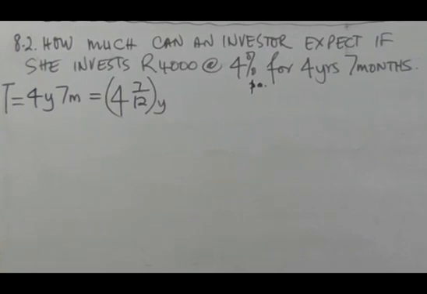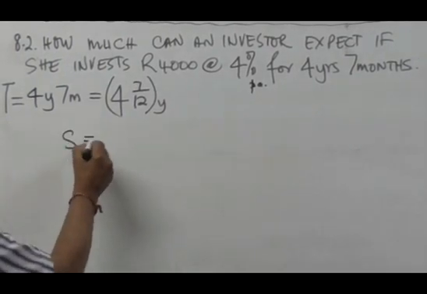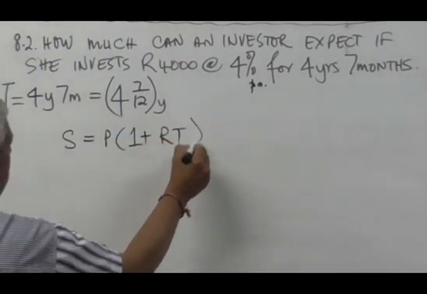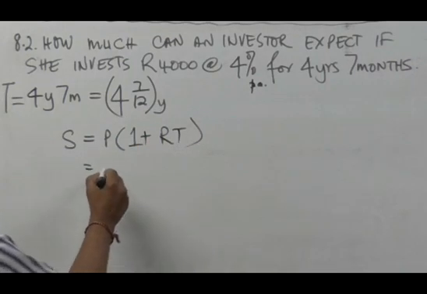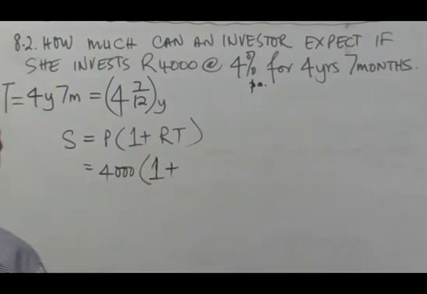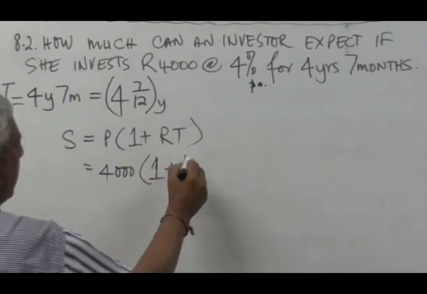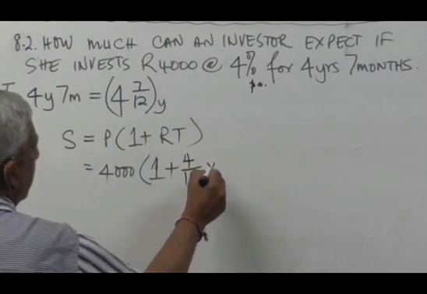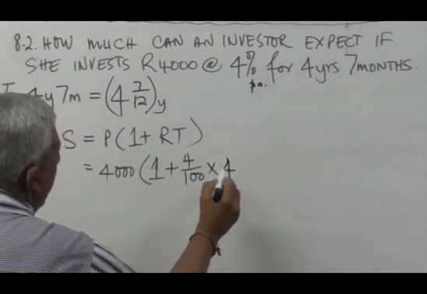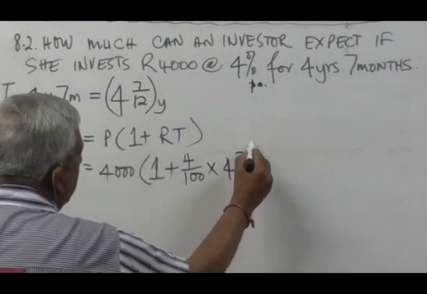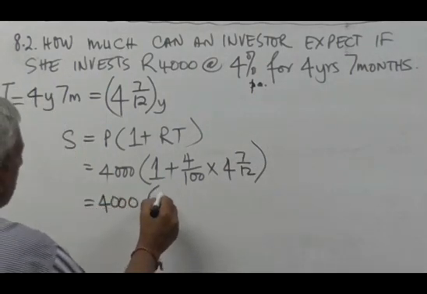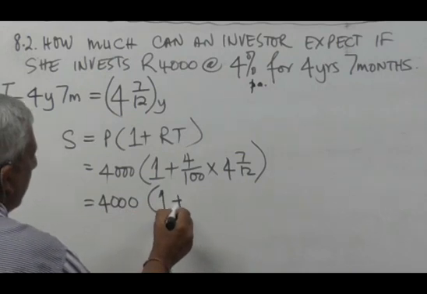Once again, we're trying to find the sum. So sum is equal to P into 1 plus RT, which is equal to 4,000 into 1 plus R is 4%. 4% by now you know means 4 over 100. Time. The time now is 4 and 7 over 12. Now you can see you will have to be a little smart here. Into 1 plus.